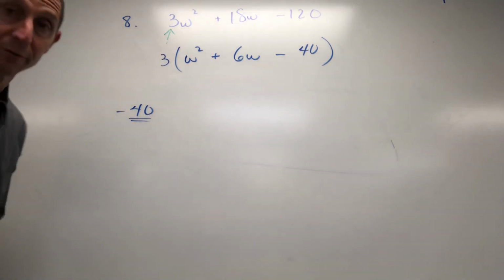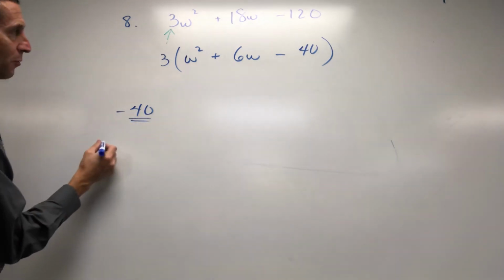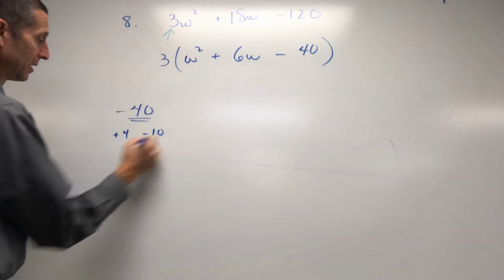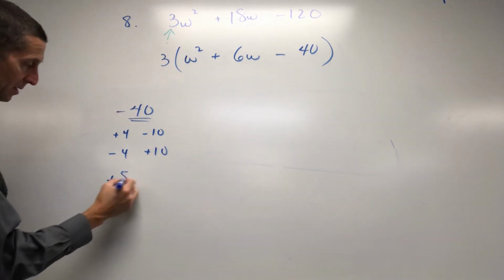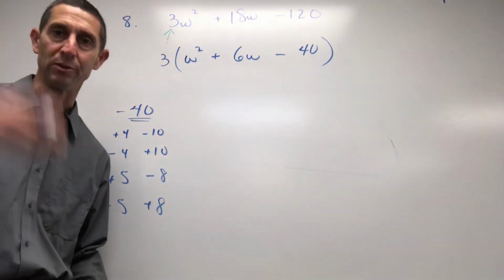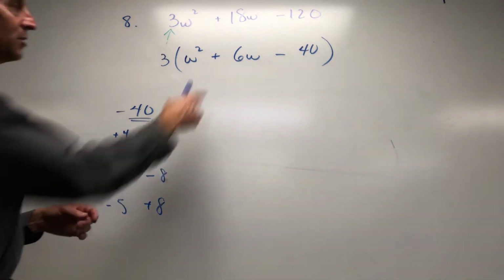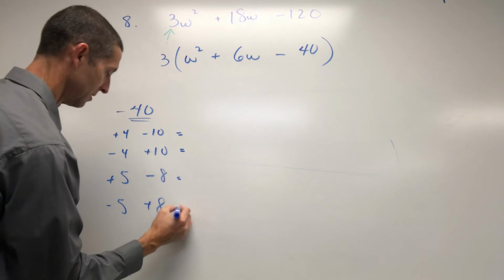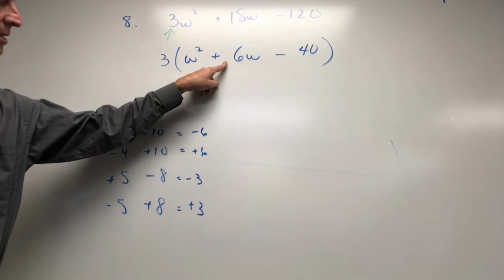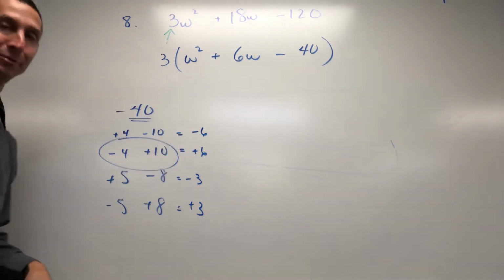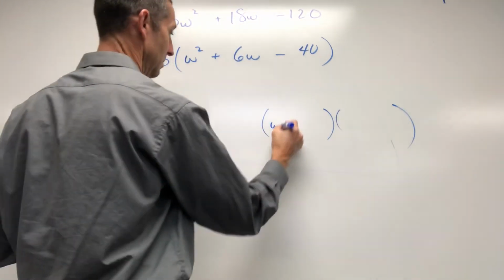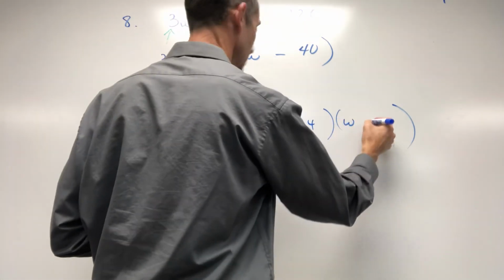Start looking at negative 40. So lots of ways to get 40. I'll help out with, how about, let's see here, we can go 4, negative 10, negative 4, positive 10, positive 5, negative 8, negative 5, positive 8. You could do 1 and 40, you can do 2 and 20, but it's probably somewhere on this list, this positive 6 we're trying to find. So here we go. This is negative 6, positive 6, negative 3, positive 3. We want positive 6. Here is positive 6. Those are my two numbers. So I factor this bad boy into w minus 4, w plus 10.